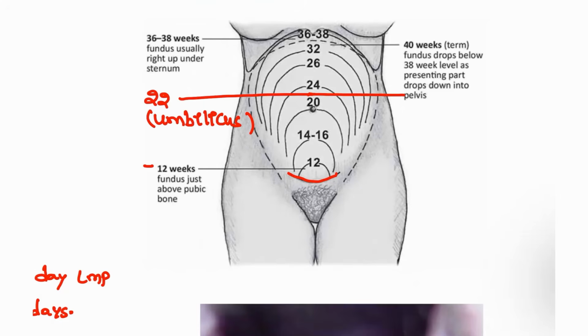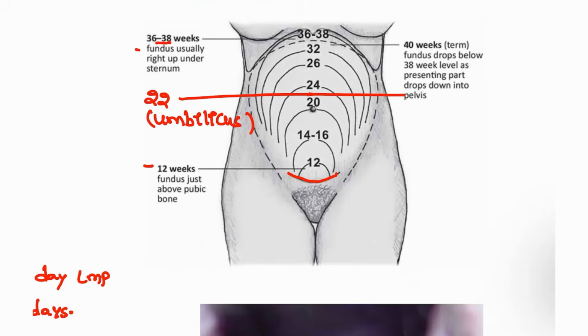Next, at 36 to 38 weeks, the fundus is usually right up to the sternum. After that, the uterus measurement decreases. Why? Because the engagement will be happening. So after 40 weeks, what happens? It slowly drops again to the lower size. That's what is seen after 40 weeks.